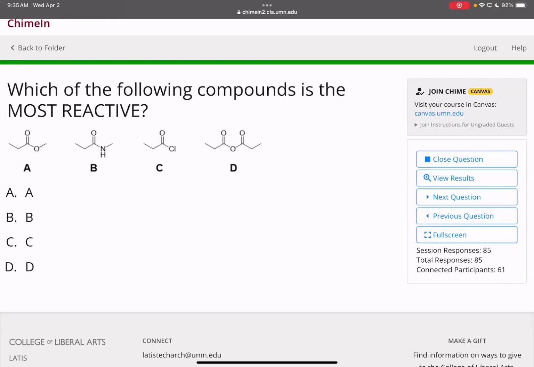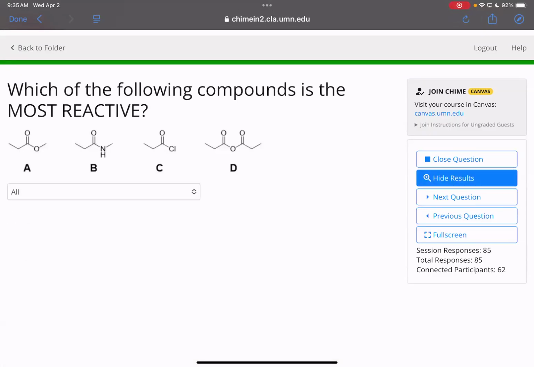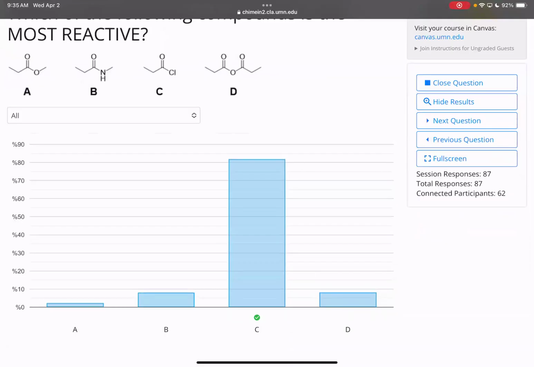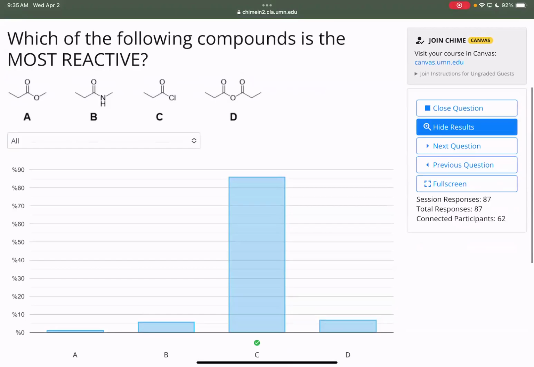Maybe 10 more seconds to get your answers in. All right, let's see what we got. Nice, excellent. The acid chloride is the most reactive, right? So make sure that we're reading the question carefully. Most reactive is going to be the acid chloride. If we're asking for the most stable, that would be not that, right?